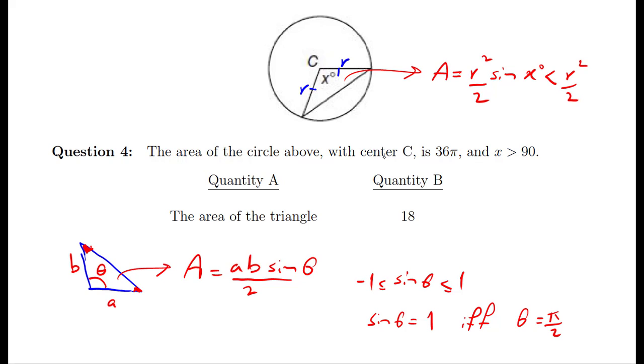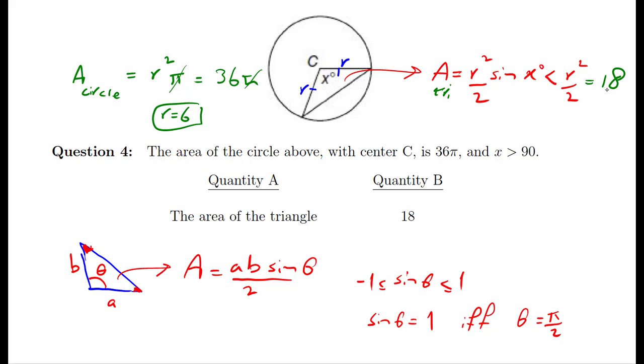Also in the question, it says that the area of the circle is this one. What is the area of a circle? The area of a circle is R squared pi. It says that it's 36 pi. You can delete the pi, so R squared is 36, so R is 6. Replace it here. 6 times 6 is 36, divided by 2 is 18. So the area of the triangle is less than 18. So the answer should be B.